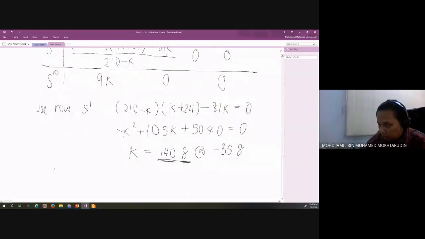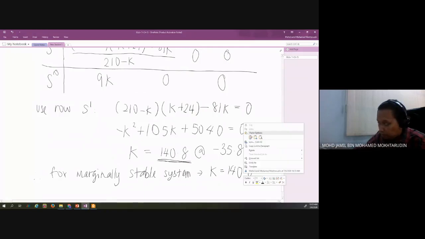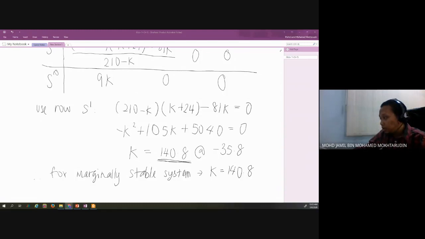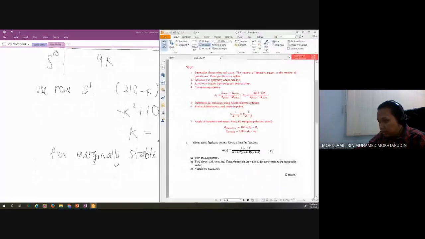So then you can conclude for marginally stable system, k equals 140.8. Okay, and then the question continues. Then find the JW axis crossing.